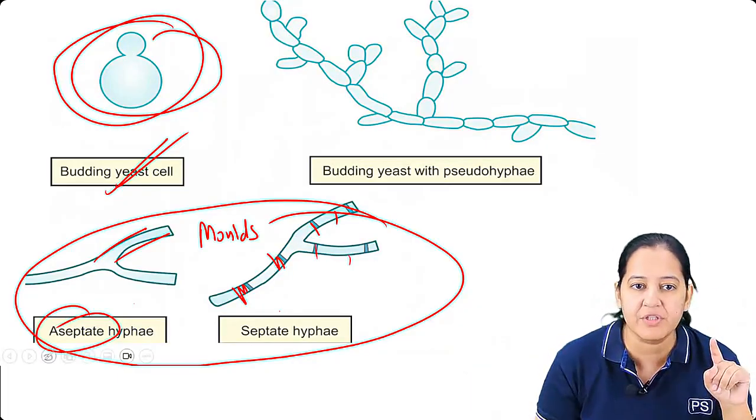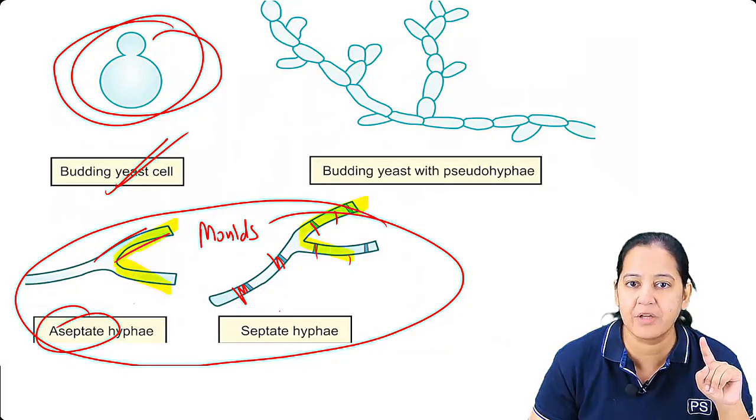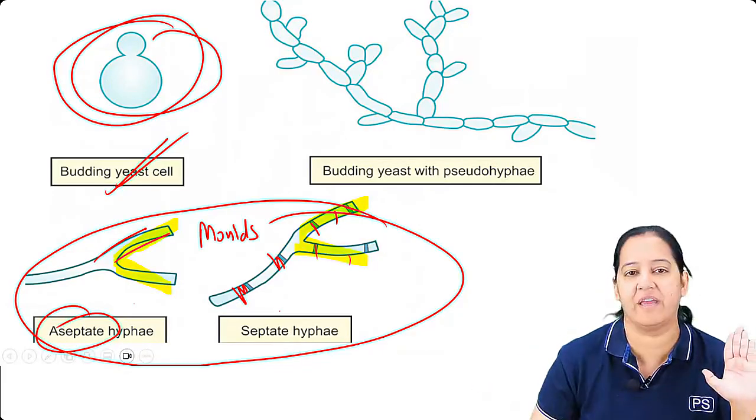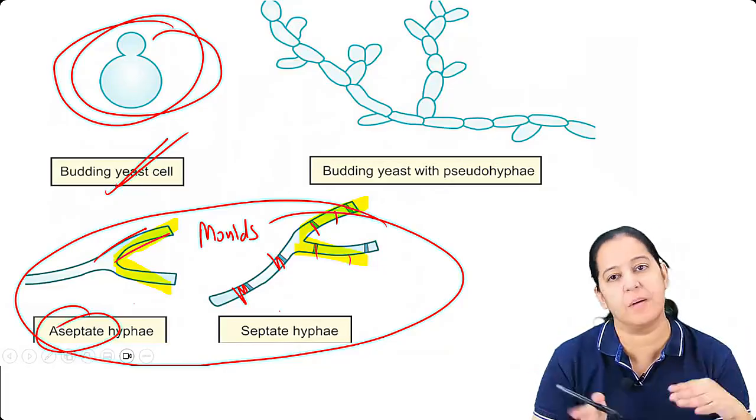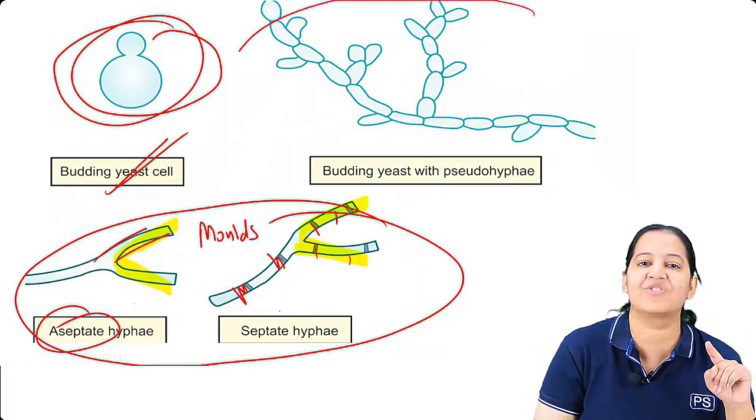Can you see the branches? Let me show you the branches. You can see the branch here also, and here also. The branching is known as hyphae. So hyphae are present in both of them. Both are elongated.